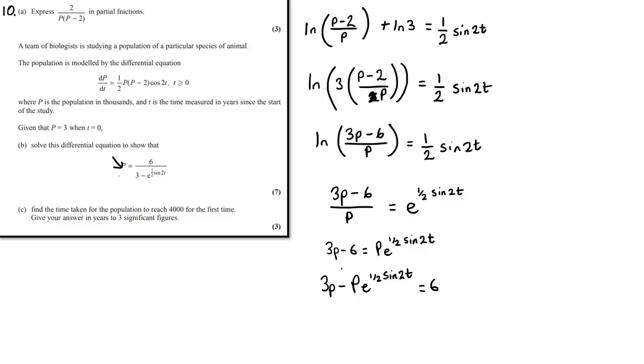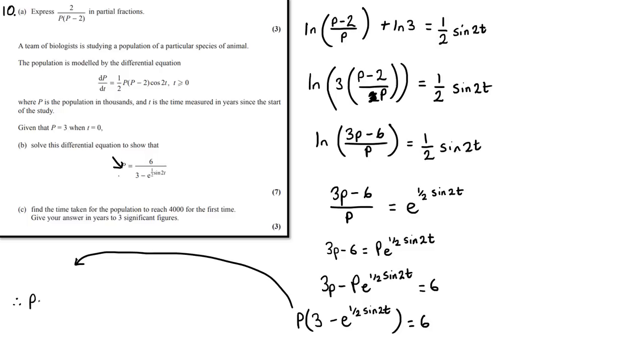And like we said, we need to factor out the p now. So I get p bracket. So that's going to be 3. P times 3 gives me 3p. And this would be minus e to the power of a half sine 2t is equal to 6. And then finally, if we just want p equals exactly as they've got it here, we just divide by 3 minus e to the power of a half sine 2t. So if we do that over here, therefore what we get is p equals 6 divided by 3 minus e to the power of a half sine 2t. And there we have it.